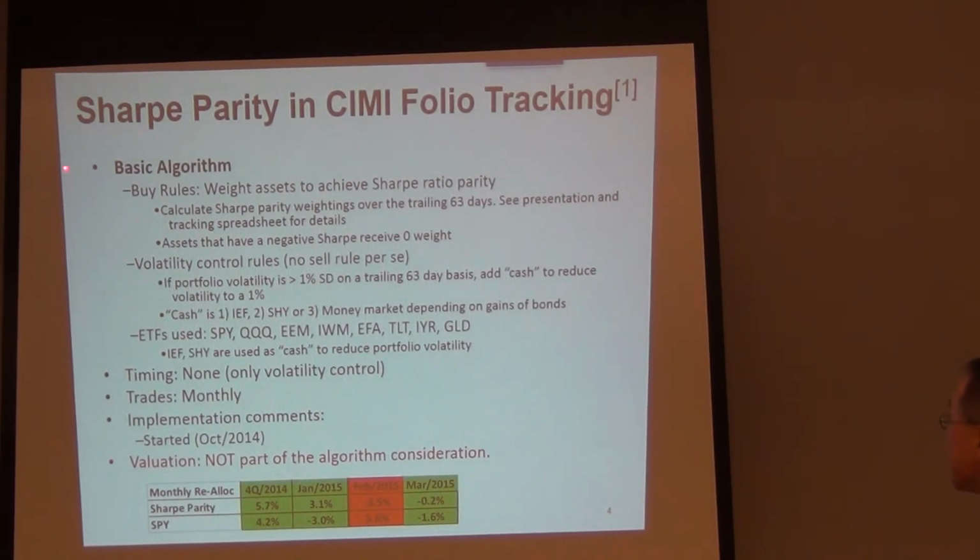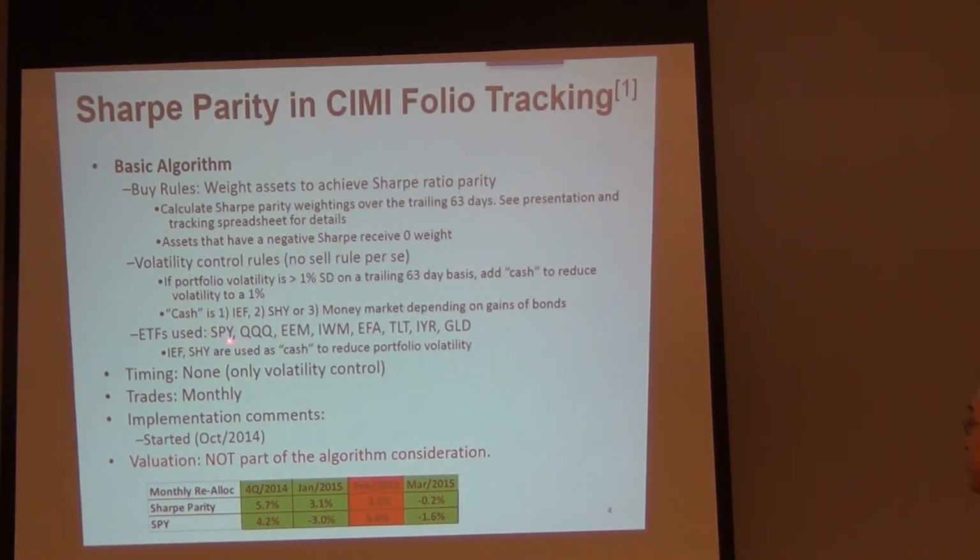You know that we actually have, in the CME, the portfolio tracking. There's a basic algorithm by rule to weight assets to achieve Sharpe ratio parity. So the first process is to calculate Sharpe parity weighting over the trading 63 days. Assets that have a negative Sharpe ratio receive 0 weight. There is also a volatility control.